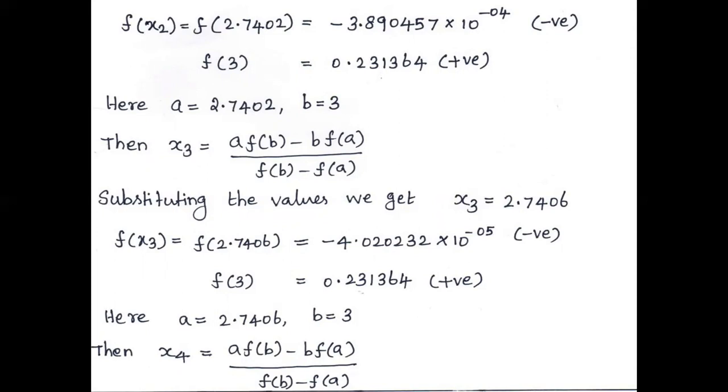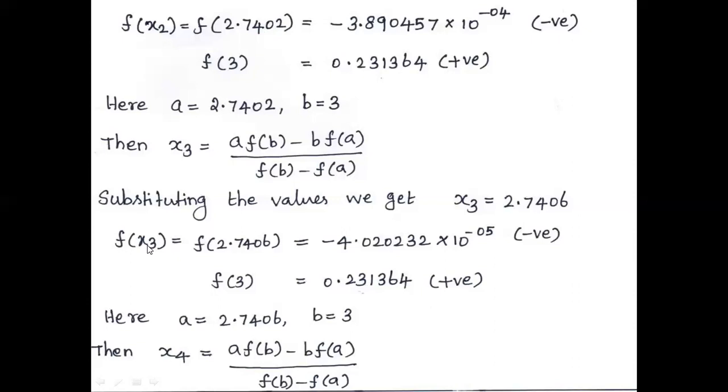Now taking a value as 2.7402 and b value is 3. f of a is f of 2.7402, that becomes a negative value, minus 3.890457 into 10 raised to minus 4. And f of 3 is 0.231364, that is a positive value. Substituting in x3, we get 2.7406. So now compare 2.7402, here 2.7406. There is a small difference, so we have to do one more iteration.